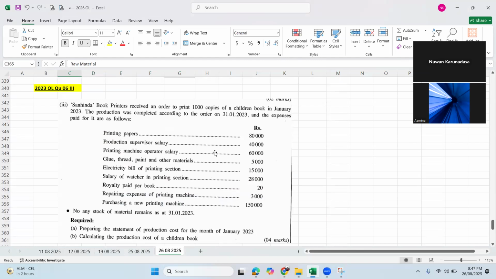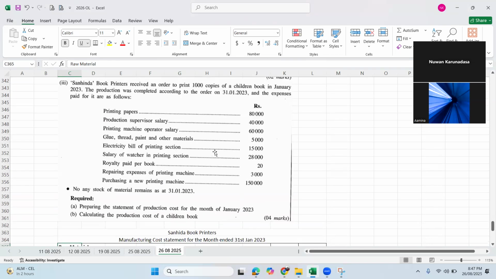Sunhinda Book Printers received an order to print 1,000 copies of a children's book in January 2023. The production was completed according to the order on 31st Jan 2023, and the expenses paid for it as follows: printing papers, that is direct material; production supervisor salary, its production overhead; printing machine operator salary, its direct labor; glue, thread, paint, and other material, its production overhead; electricity bill of the printing section, its production overhead; salary of the watcher, its production overhead; royalty paid per book.